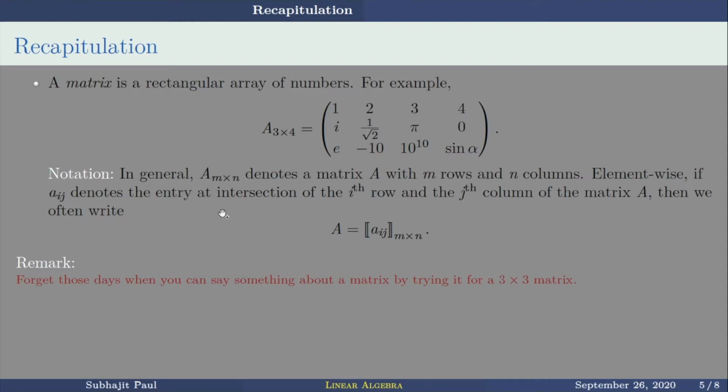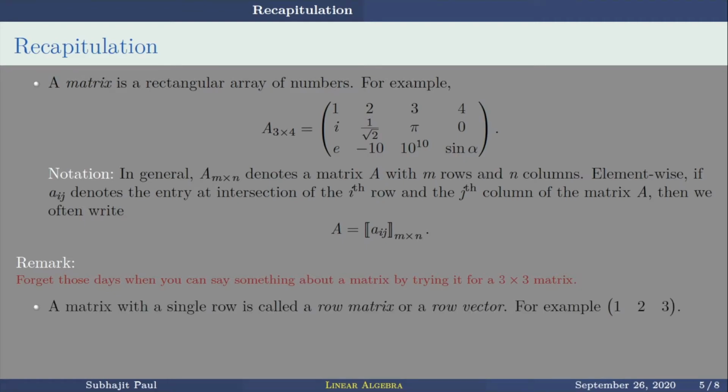We are talking about generalization here. We are talking about algebra here. Okay, so forget those days when you could say something about a matrix by trying it for this one. Now onwards, whenever you need to prove something for a matrix, you need to assume a general dimension for that, m cross n. No particular 3 cross 3 or 2 by 2, 2 by 3, no, not something like that.